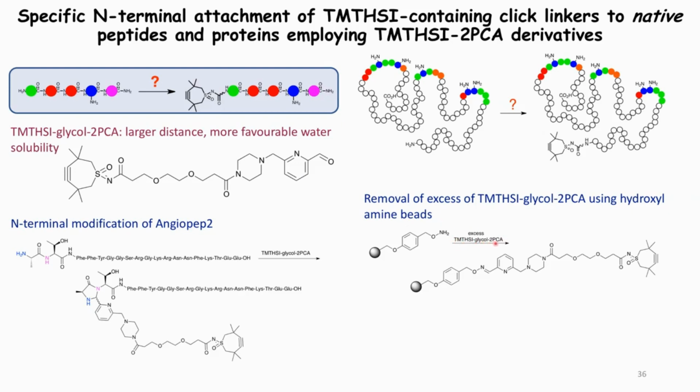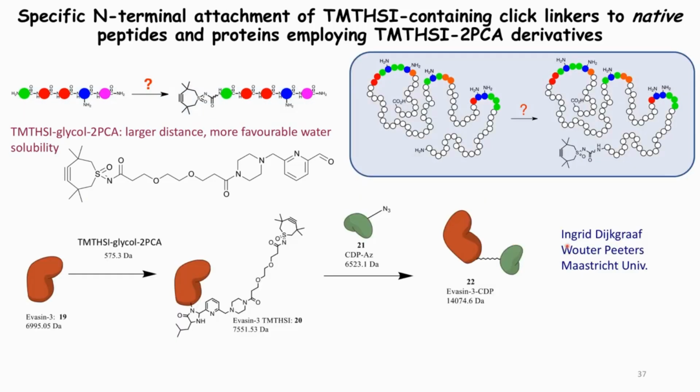TMTHSI glycol 2-PCA reagent. Now, very recent results obtained in the group of Ingrid Dijkgraaf by Wouter Peters showed that we could take Afazin-3, which is a big protein, and of course you want to use that for vaccination purposes. It's a big molecule. If you react this with TMTHSI glycol 2-PCA, you get one derivative, which is great, at the N-amino terminus.